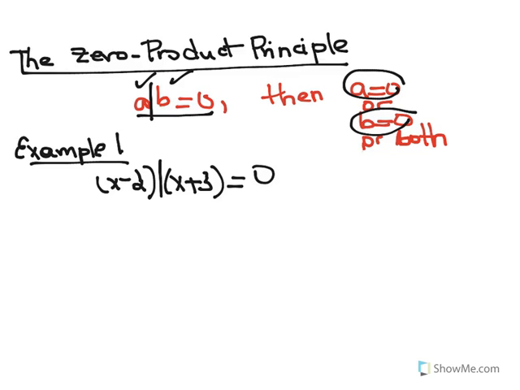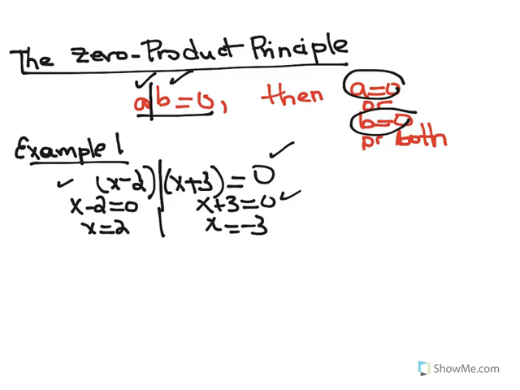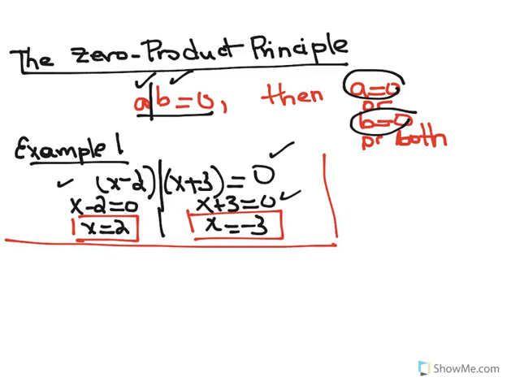As I see, I have two factors, and the zero product principle tells me that if this is equal to 0, it's because either this is 0 or this is 0. Now, if I have x minus 2 equals 0 and I add 2 on both sides, I have x equals 2. And if I have x plus 3 equals 0 and I subtract 3, I get x equals negative 3. So I have solved my equation, and the zero product principle has helped me solve it.